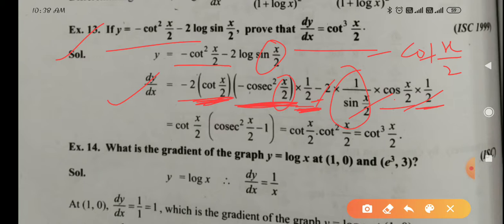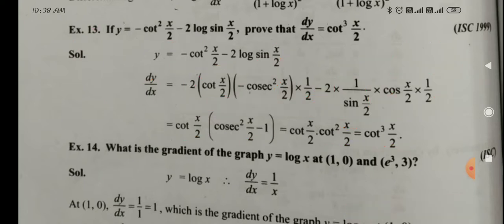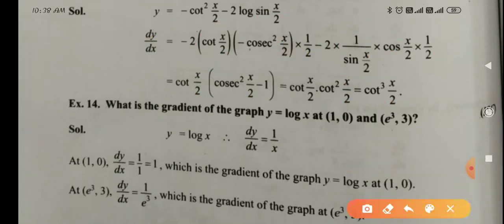In first term you can see, now you can take out common in first and second term cot x by 2. When you take cot x by 2 common, here 2 in first term, 2 will cancel. So it will remain minus minus plus. So cosec square x by 2 minus 1, cosec square x by 2 minus 1, again cot square x by 2. Now cot square x by 2 into cot x by 2, cot cubed x by 2. So it is just calculation, simplification. You can do yourself.